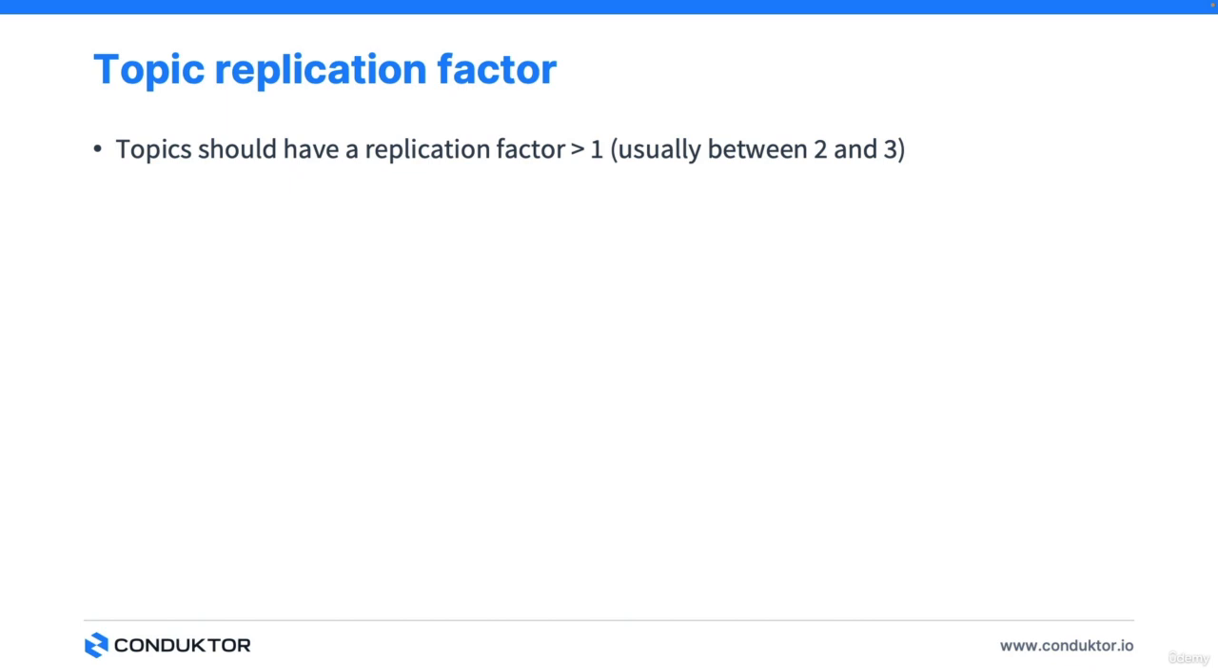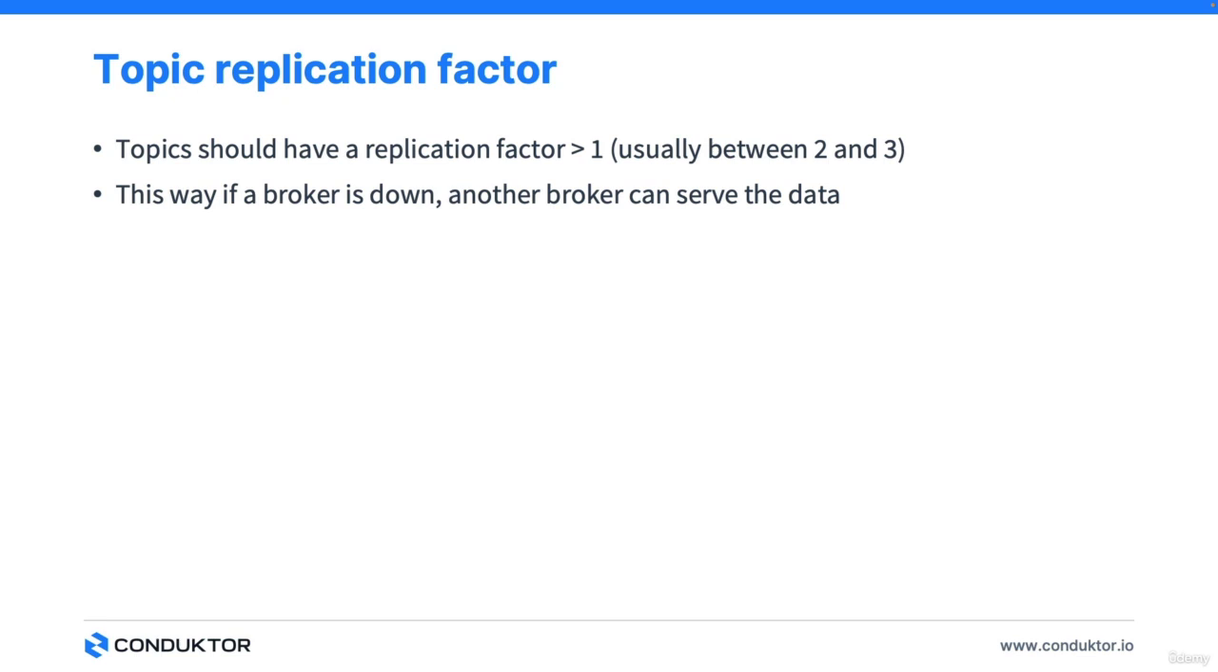So topics in Kafka, when you're doing stuff on your own machine, can have a replication factor of 1. But usually in production, that means you have a real Kafka cluster, and you need to set a replication factor greater than 1, usually between 2 and 3, and most commonly 3. That way, if a broker is down, meaning the Kafka server is stopped for maintenance or for a technical issue, another Kafka broker still has a copy of the data to serve and receive.